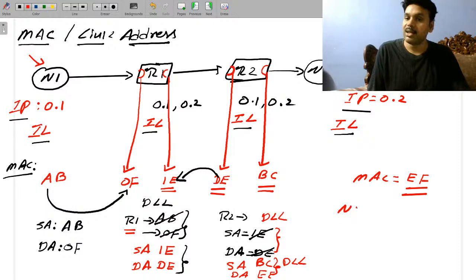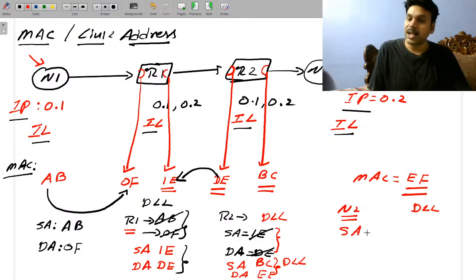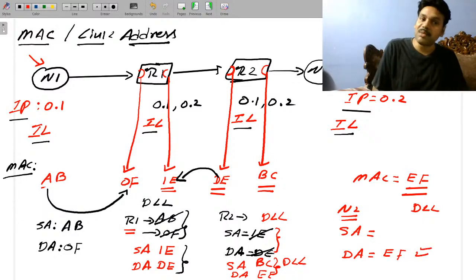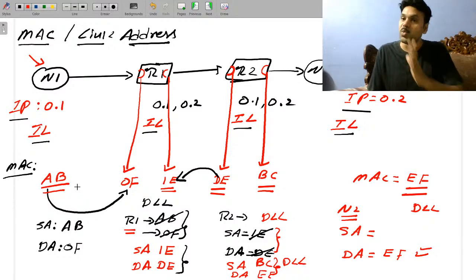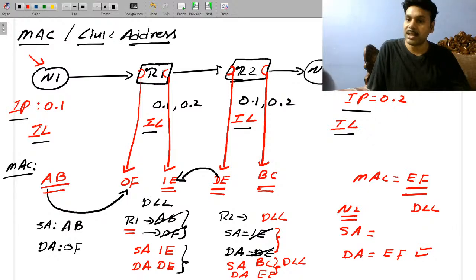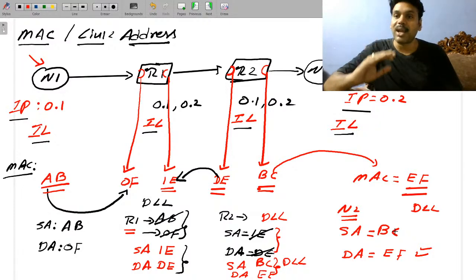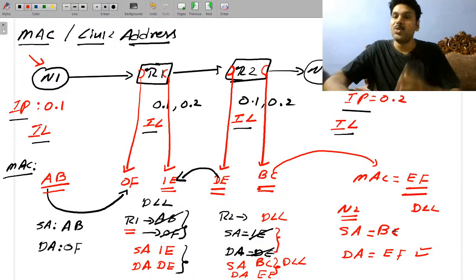Now finally the exact destination has come, as per the DLL. It opens that frame and sees my source and my destination. I am the destination, EF, so I need to take the packet. And who is my source? It's not AB, please understand. AB is gone. My source is only my previous link, from here to here. So this is how the MAC address is eliminated and a new MAC address is added, especially by the data link layer.